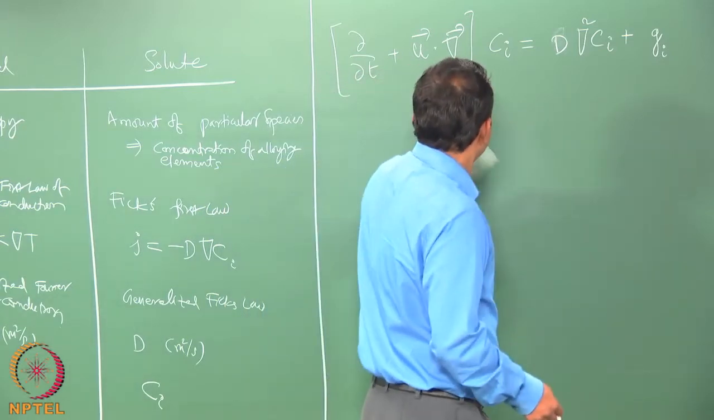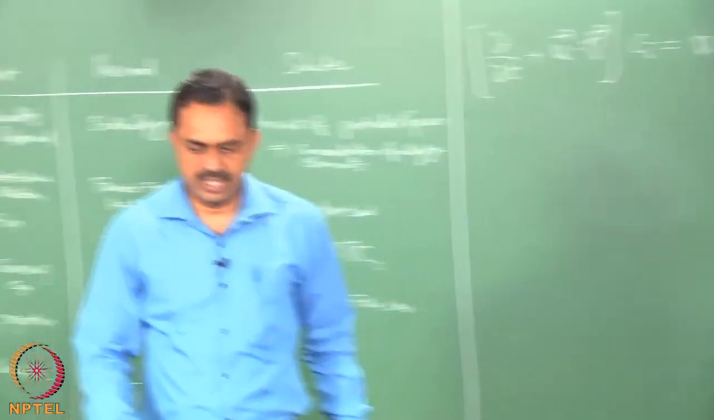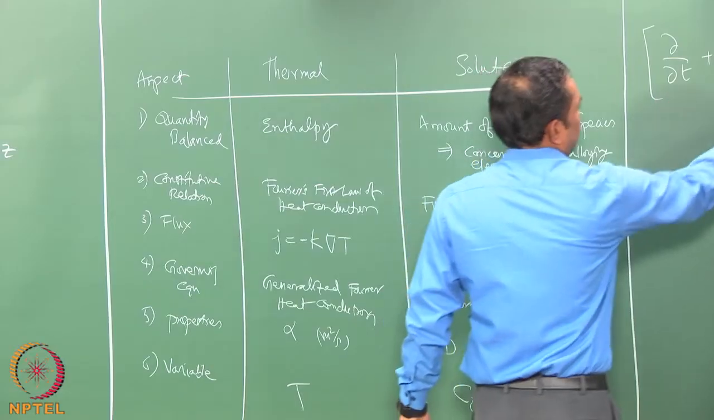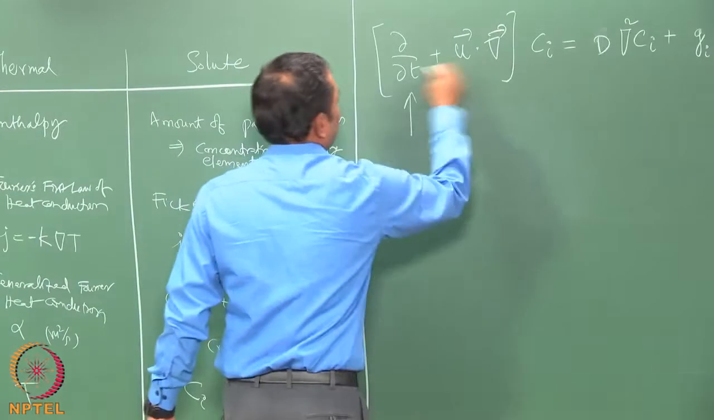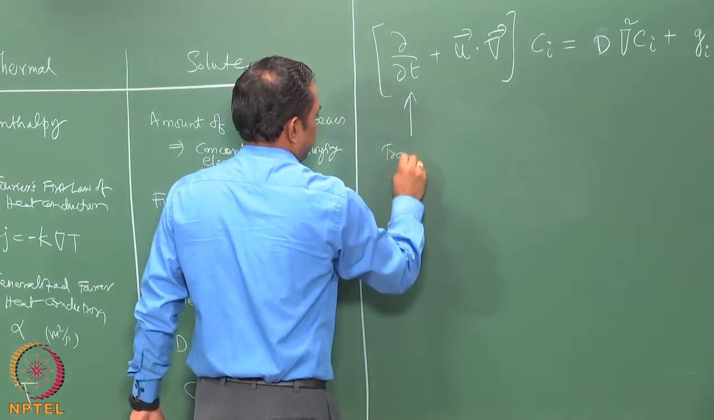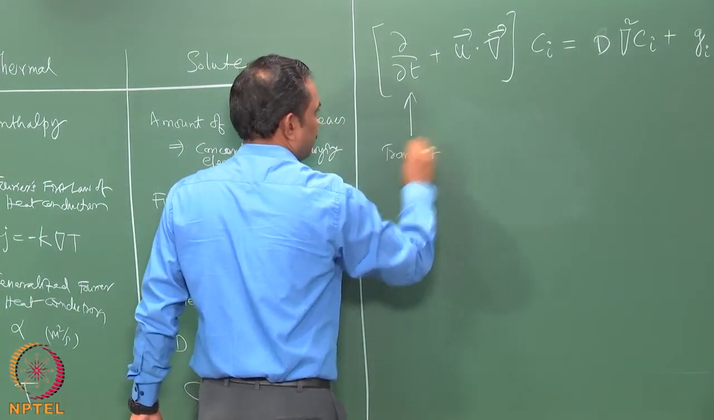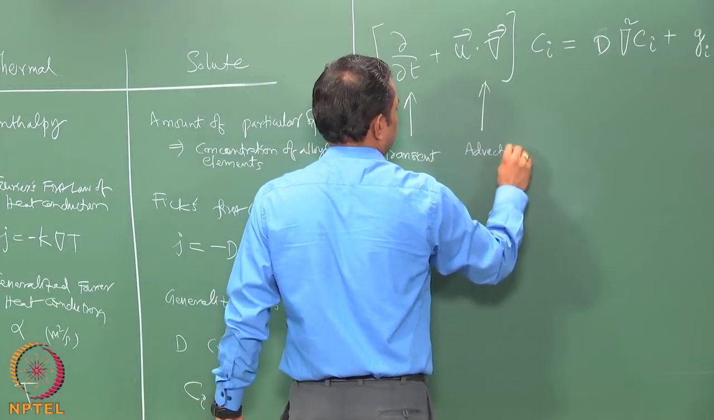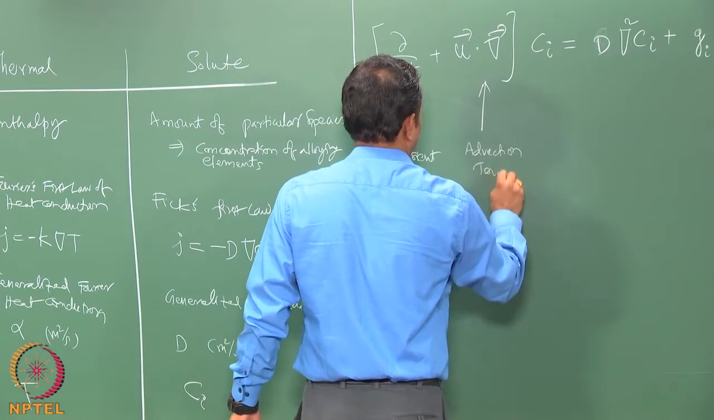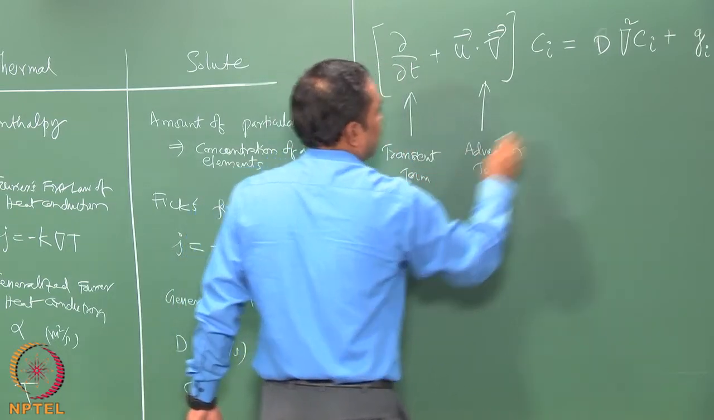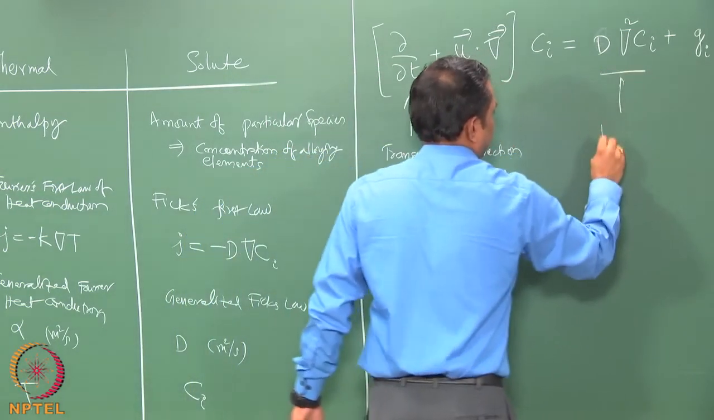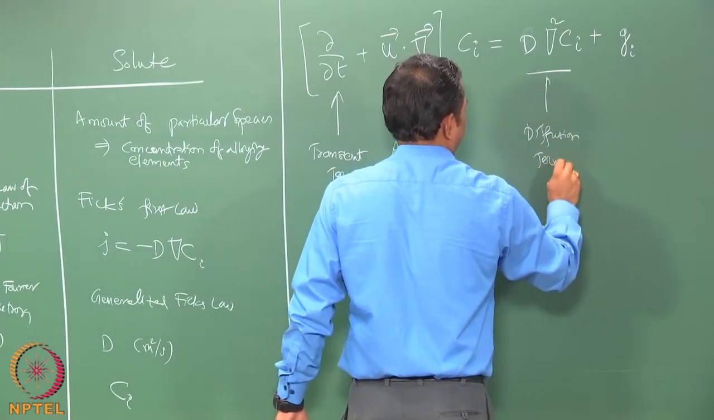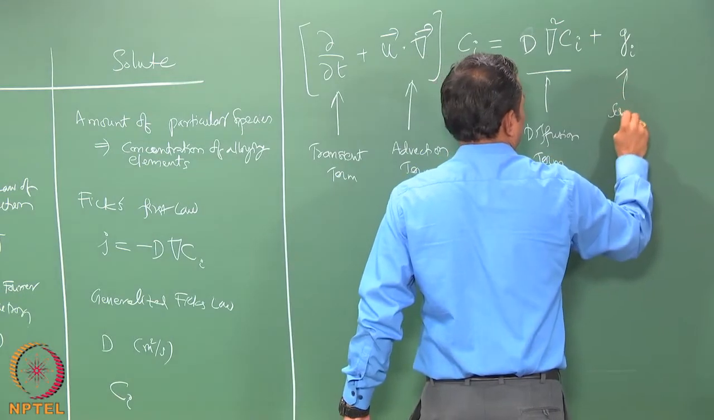Okay. So, let us just look at the meaning of these different terms. This term, which would come as dou Ci by dou t, is the transient term. This is nothing but the advection term or convection term, and this is the diffusion term, and this is the source term.